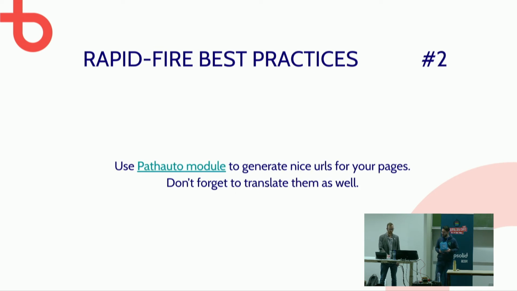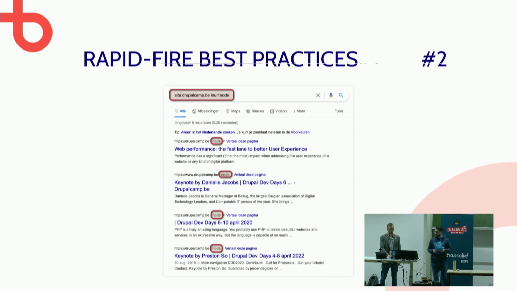You can also use the Pathauto module to generate clean looking URLs. You don't want /node/12345 in your URL. You want clean readable URLs, and you want them to be translated as well if you have a multilingual website. For example, here is a screenshot of Drupal Camp, and we can see that there are a lot of URLs indexed that still contain the word node in the path, which is something we do not want, just for readability and for SEO.